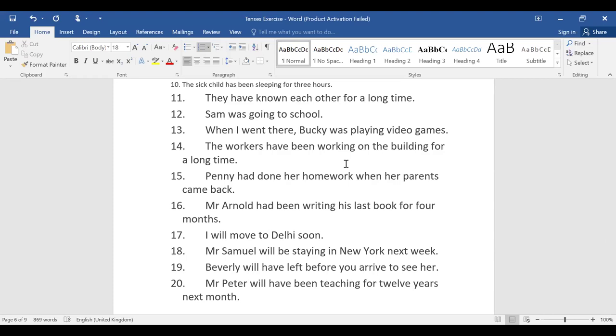14, the workers have been working on the building for a long time. 15, Penny had done her homework when her parents came back. 16, Mr. Arnold had been writing his last book for 4 months. 17, I will move to Delhi soon. 18, Mr. Samuel will be staying in New York next week. 19, Beverly will have left before you arrive to see her. 20, Mr. Peter will have been teaching for 12 years next month.